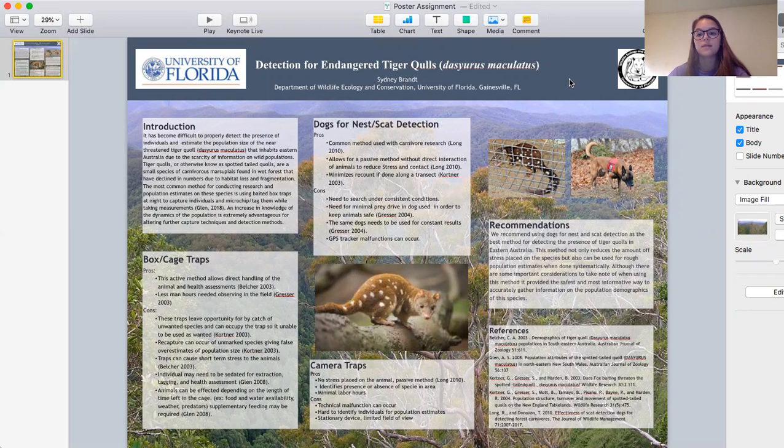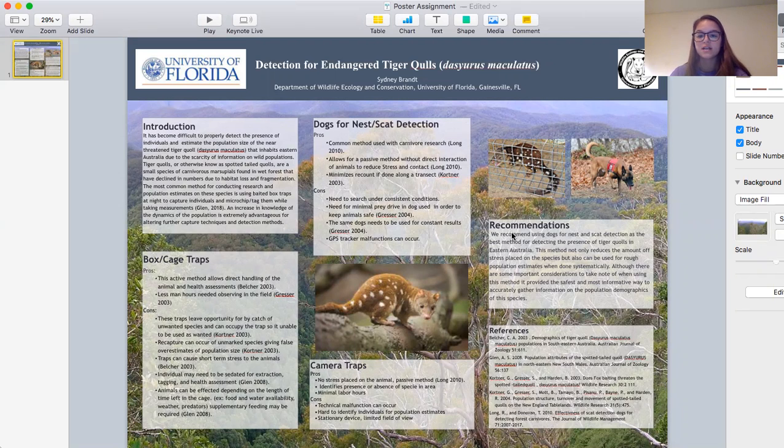And a third method that I have discussed here is the use of camera traps, which again is a passive method, so it does not involve direct handling of the animal. However, this is a stationary device, so you have a limited field of view, and you can potentially run into technical difficulties.